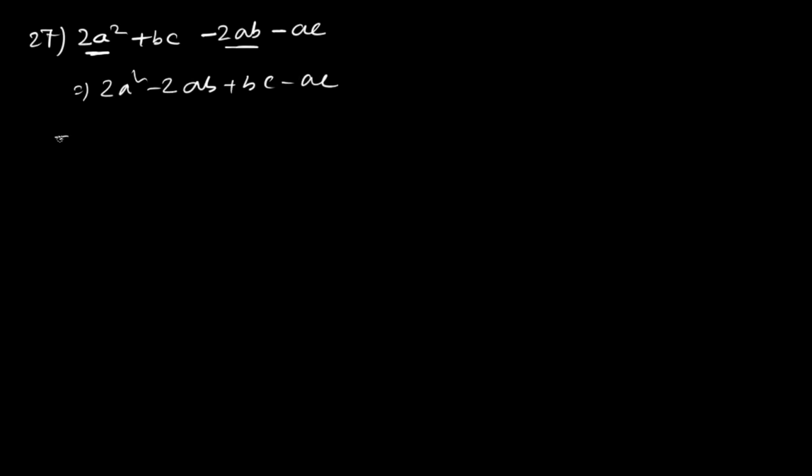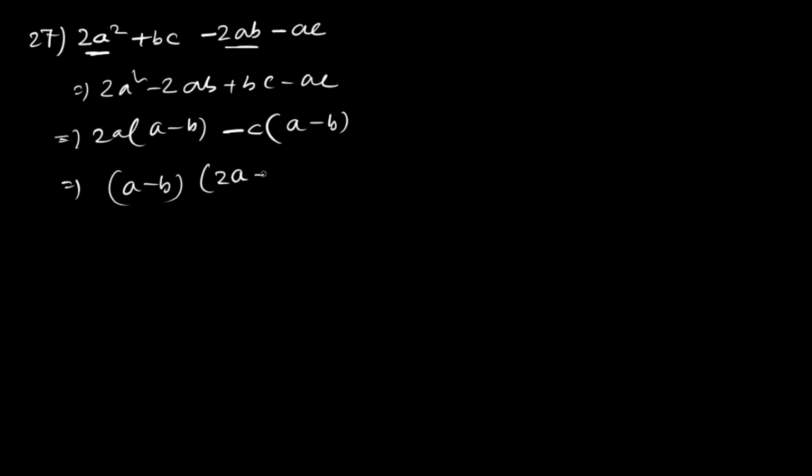I can take 2a common, so I'll be left with a minus b. I can take c common. Okay, directly I'm going to take minus c common. So if I take minus c common, I'll be left with a minus b. Okay, so a minus b, 2a minus c.